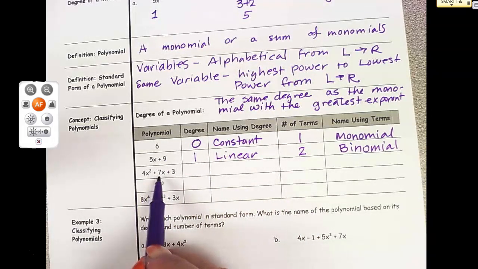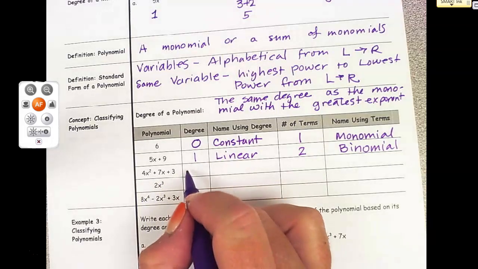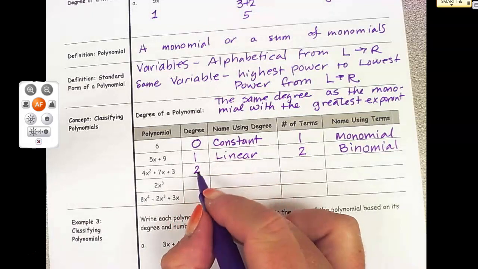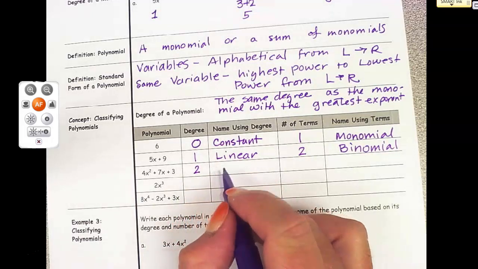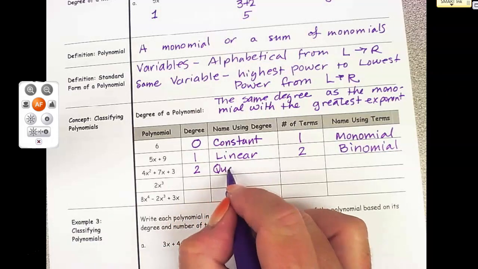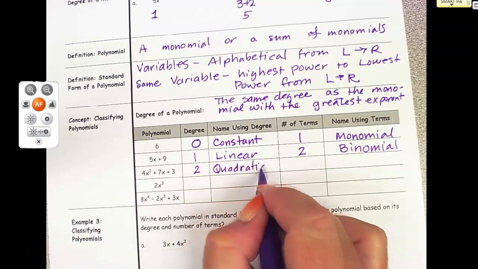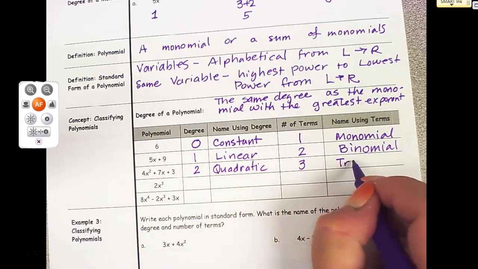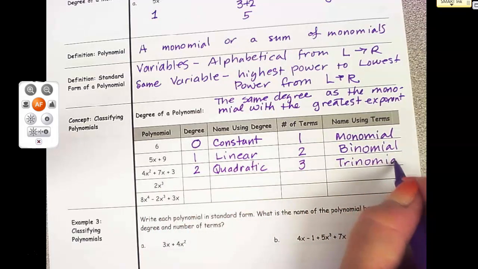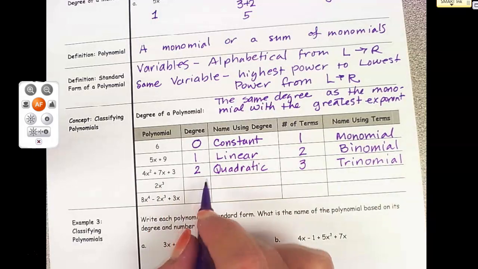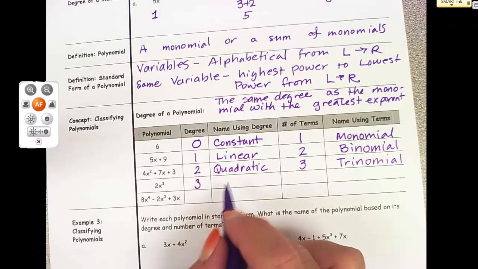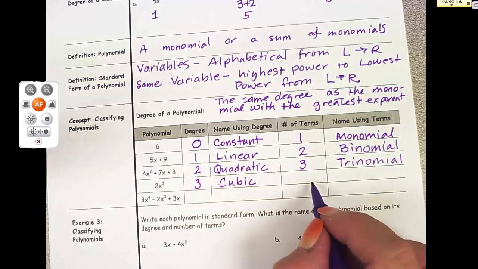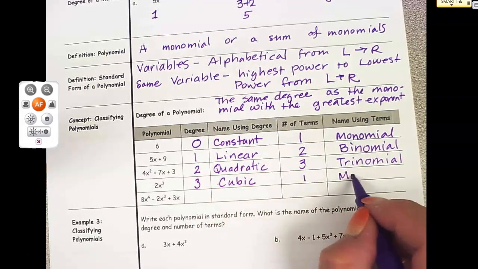4x squared plus 7x plus 3, its highest exponent is 2. So I say that's the degree of the polynomial, and it's a quadratic equation. Anything with an x squared is called a quadratic, and it has 3 terms, so it's a trinomial. 2x cubed has a degree of 3, so it is a cubic. And it has 1 term, so that makes it a monomial.